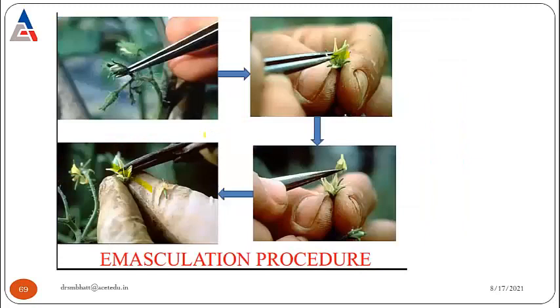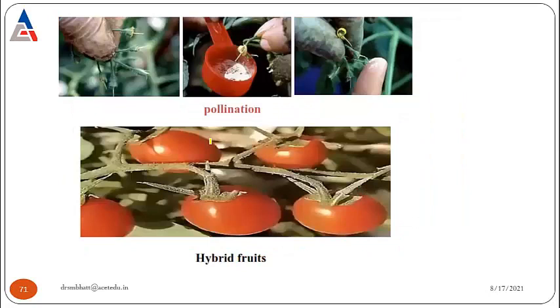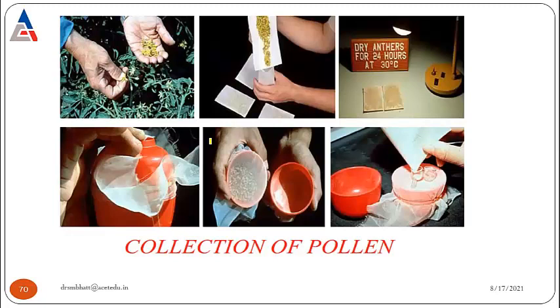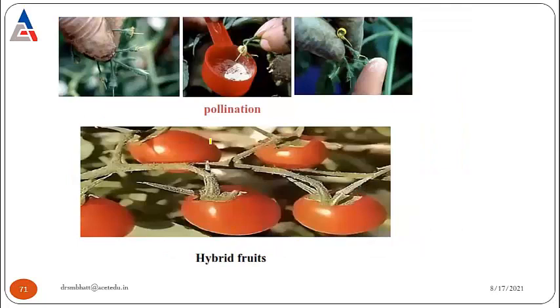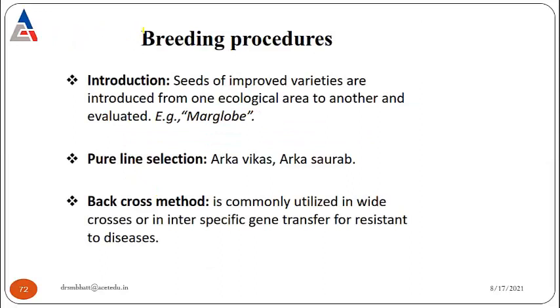So dry the anthers for 24 hours after the collection, right? And they are stored in a dry place, and then you can perform the pollination, you pollinate the stigma with these collected pollens, right? And after successful pollination, you can see there is production of hybrid fruits. And now they are very good for collection of the seeds. Okay, so this is for the breeding techniques.